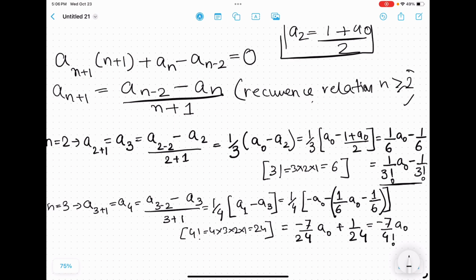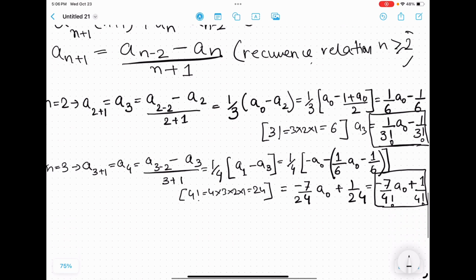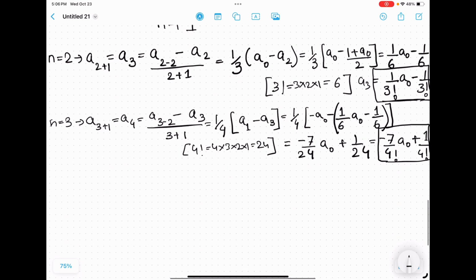Factorial a sub 0 plus 1 by factorial. Okay, just draw a box just to kind of not get lost. Okay, so now let's do for n equal to 4.